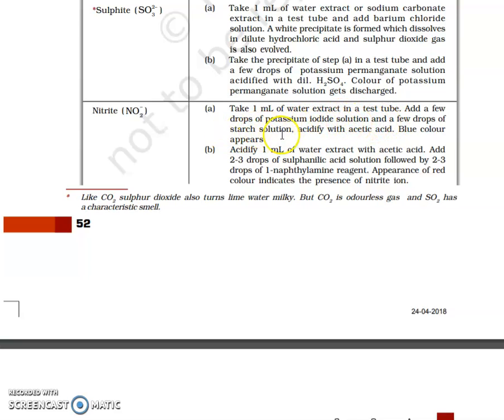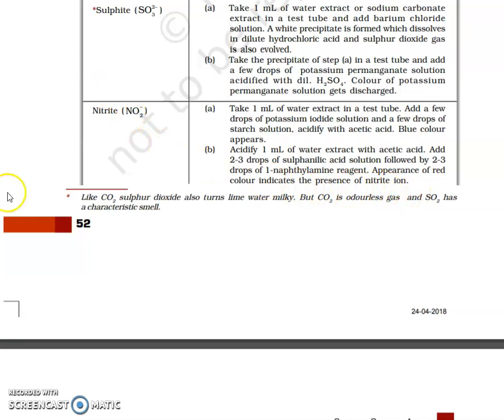Add a few drops of potassium iodide solution and a few drops of starch solution acidified with acetic acid. Blue color appears. Acidify 1 ml of water extract with acetic acid. Add 2 to 3 drops of sulfanilic acid solution followed by 2-3 drops of 1-naphthylamine reagent. Appearance of red color indicates the presence of nitrite ions.